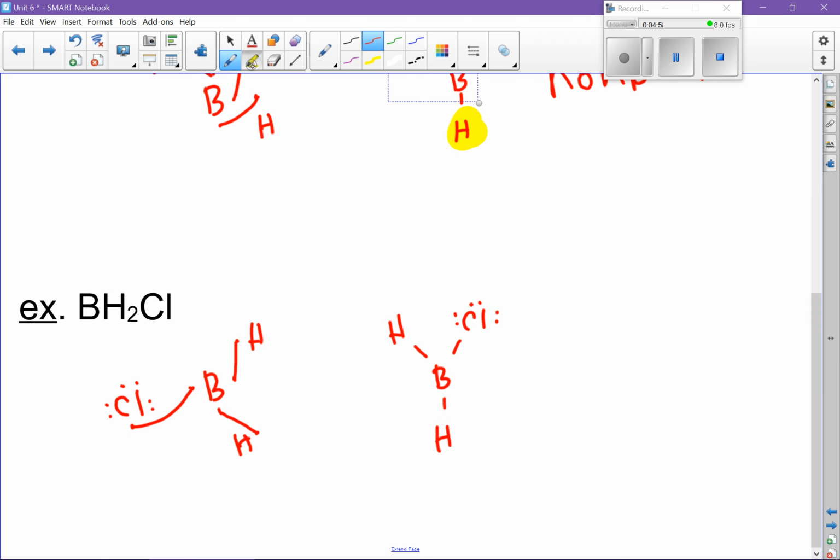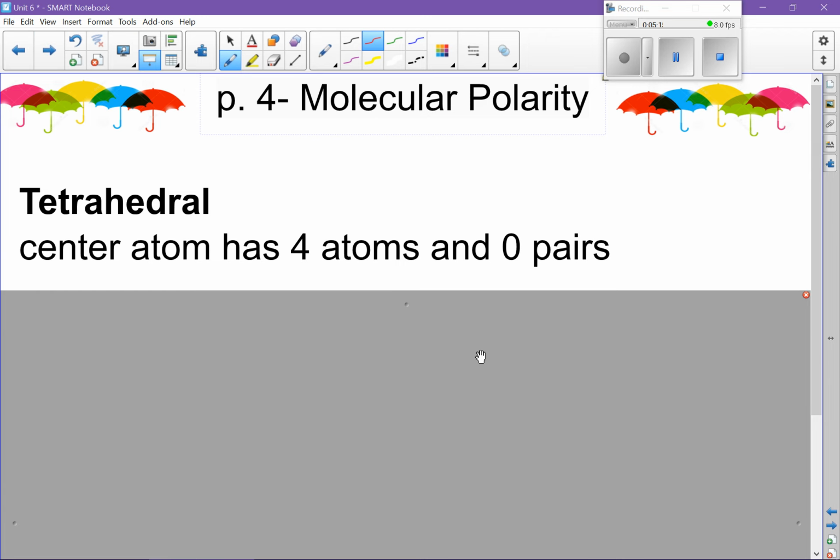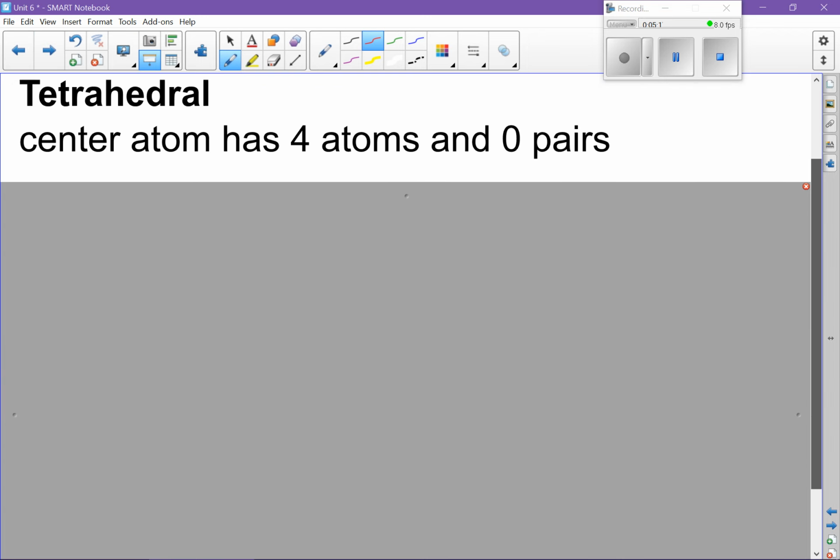So here when I compare my outside atoms, I do have two H's, but this Cl is very different. And so because of that different outside atom, this is a polar molecule. The rule is exactly the same for tetrahedral. Tetrahedral, remember tetra means 4, so you've got 4 atoms connected and no extra pairs on the center atom.